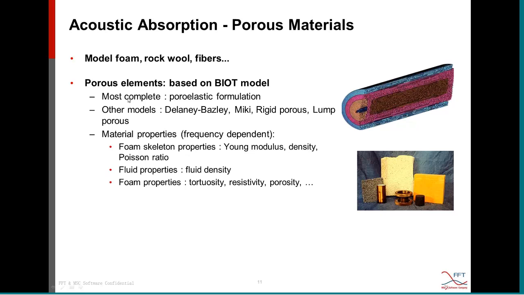And to most accurately model the porous material in Actran, we have the complete Biot model, which is a poroelastic formulation that takes all these properties into account. Otherwise, if we do not have all those properties available, we can also use some simplified models like the Miki model, which is a semi-empirical model, or the rigid porous that assumes that the skeleton is rigid, or the limp porous that assumes that the skeleton is a soft one.